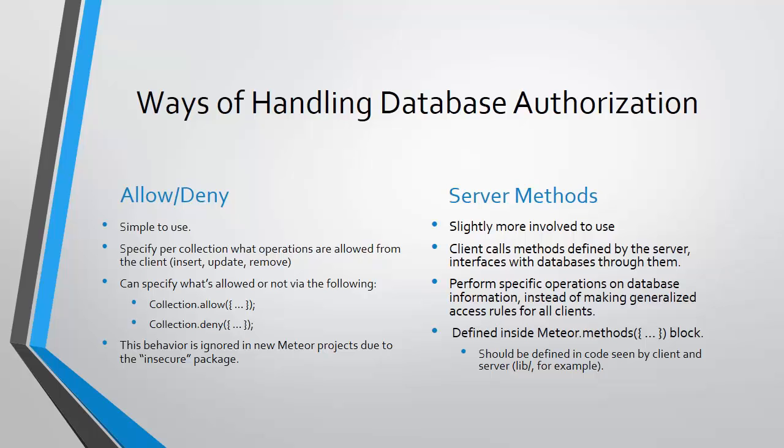Server methods are more involved to use, and what you're going to do is define a method and only allow changes to the database through the use of the method, as opposed to allow/deny, which is just controlling who can do it, basically. It seems that server methods are better, and it's something that I'm going to make a transition towards with Intrepid, because currently I'm using allow/deny, but I think I might make a change.